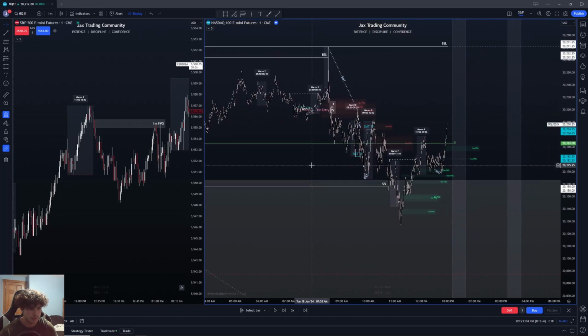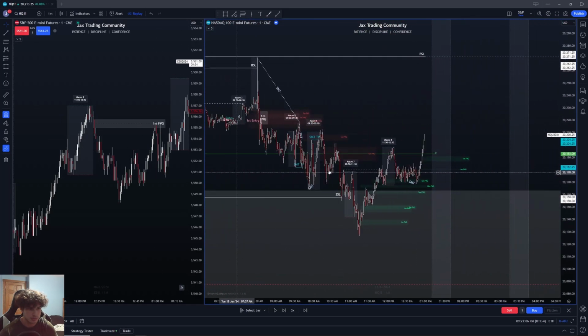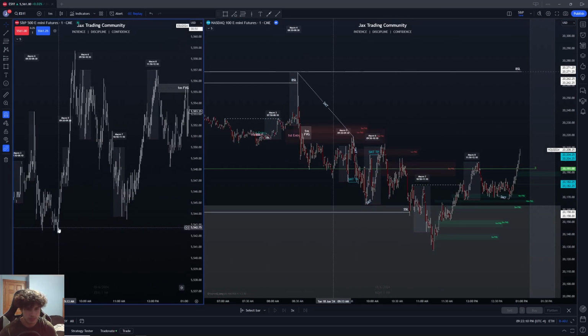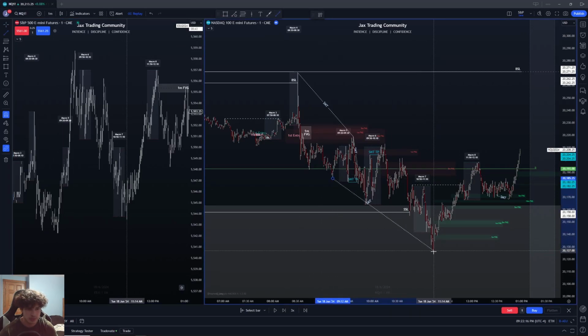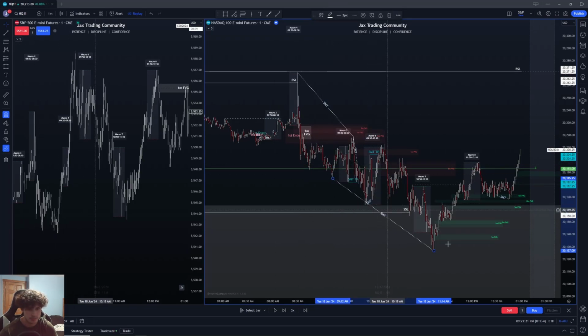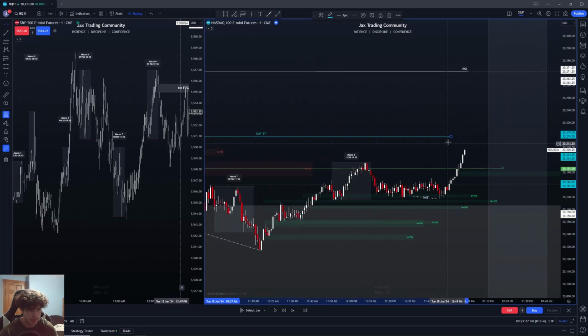I also do believe there was a bigger SMT. There was some sort of bigger SMT. Let me try to find this. Yeah, it was right here. So we had from this low right here down to this low, we had an SMT. So that would make this high right here be the SMT TP. So we should head up to this high.